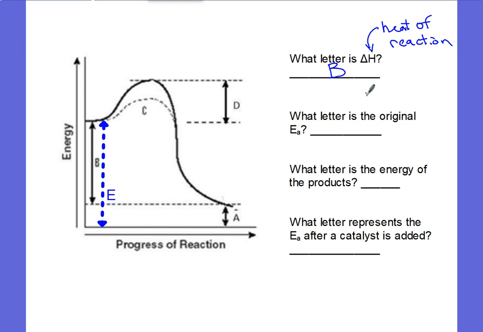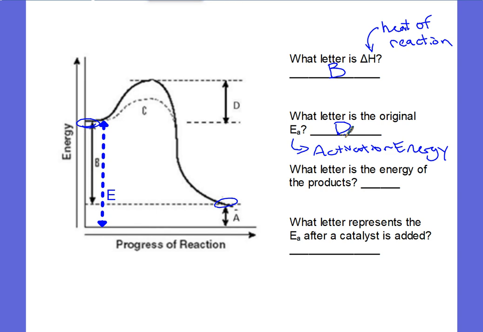B represents the heat of reaction because it's a comparison of before and after. Isn't B the difference between the before and after? And so that's the heat of the reaction, how much the reactants versus the products change. Which one is the original activation energy? That's what that means. Activation energy. It's actually D. It's the higher hill. The higher hill is the harder one to get over.